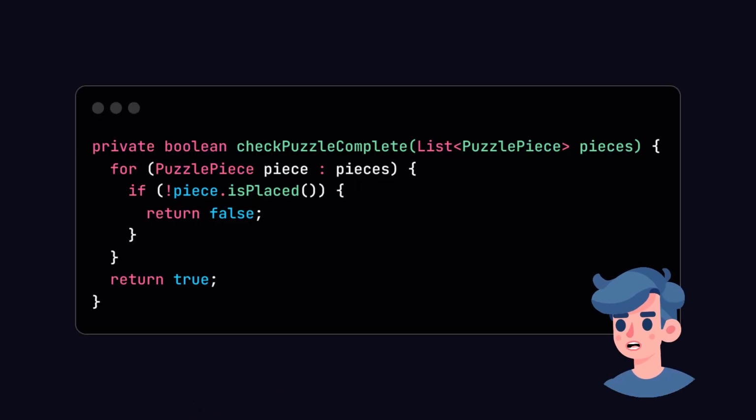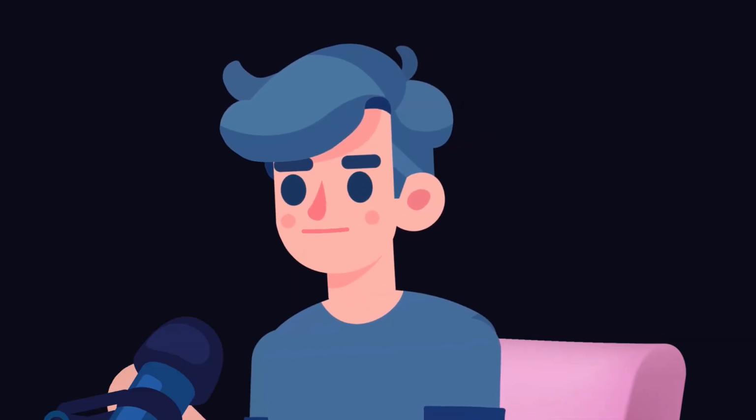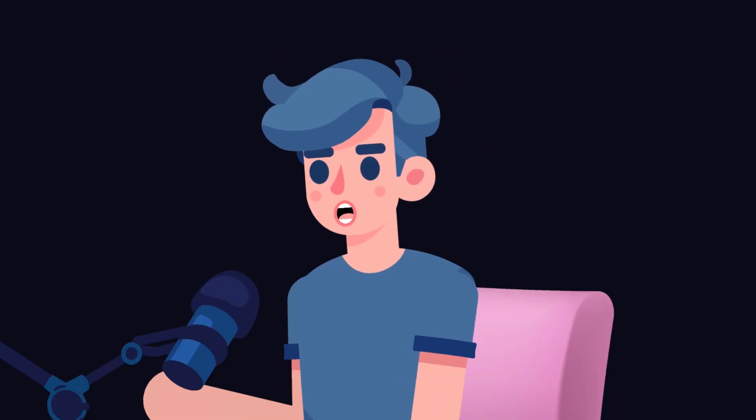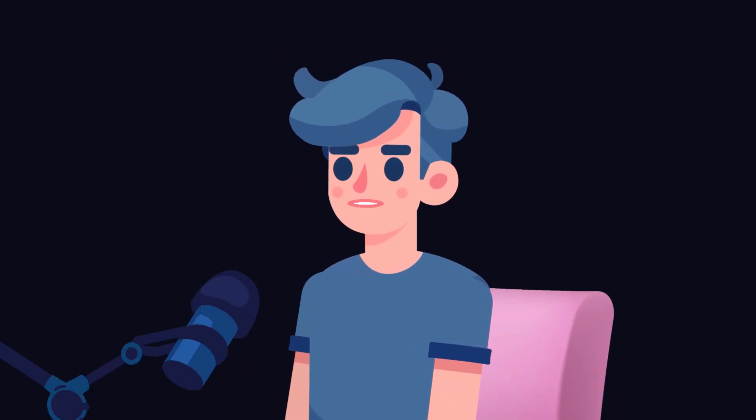Now for a crucial aspect of puzzle games, detecting when the puzzle is complete. We need a method to check if all pieces are placed correctly. This method iterates through all puzzle pieces and checks if each piece is placed. If all are placed, it confirms the puzzle is complete.